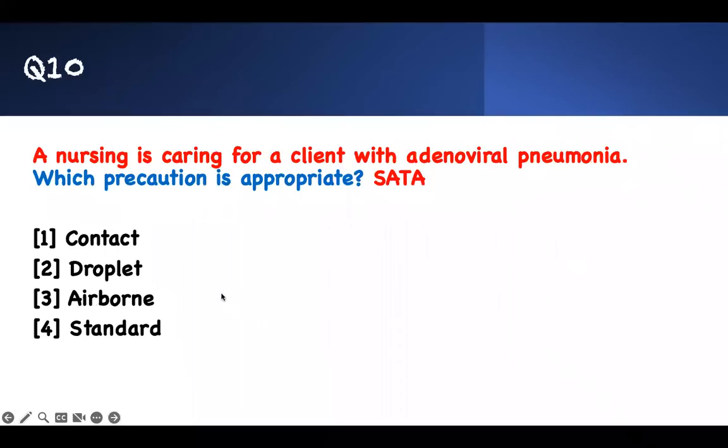Number 10, select or apply. Which precaution is appropriate? Same thing, same strategy. I just want you guys to be comfortable in terms of precaution and room assignment and other things. And this is caring for a client with adenoviral pneumonia, like I told you. So we have a pneumonia, and then we have an organism.